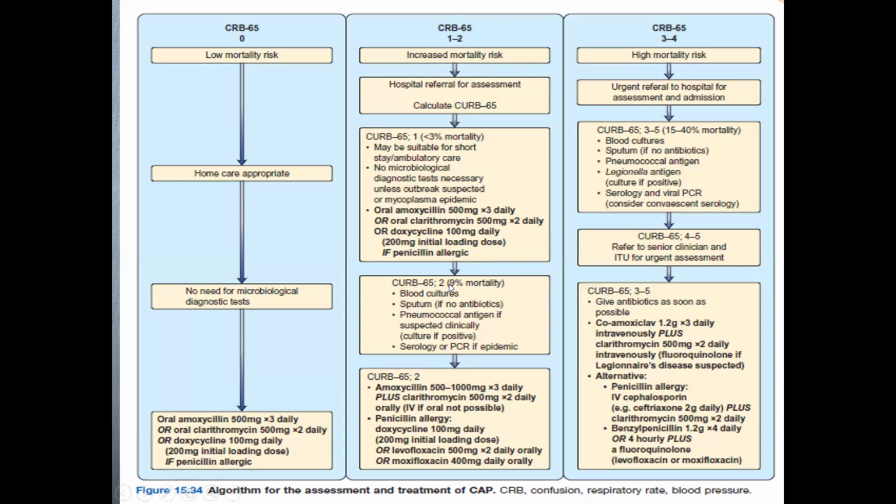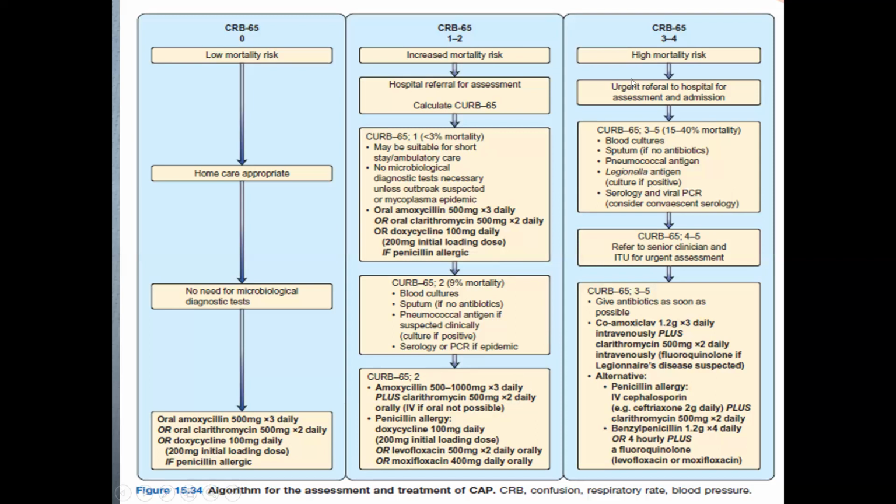CRB65, if they get a score of 2, the mortality rate is 9%. Blood cultures, sputum if no antibiotics, pneumococcal antigen if suspected clinically, and do a culture if positive. Serology or PCR if there is an epidemic. CRB65 2. You can give amoxicillin 500 to 1000 milligrams 3 times daily plus clarithromycin 500 milligrams twice daily orally, or you give IV if oral is not possible. If there is penicillin allergy, you can give doxycycline 100 milligrams daily, or levofloxacin 500 milligrams 2 times daily, or moxifloxacin 400 milligrams daily orally.